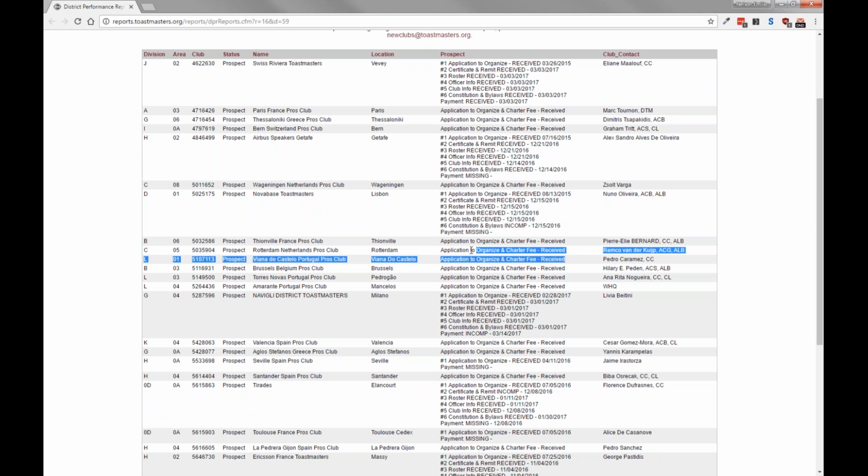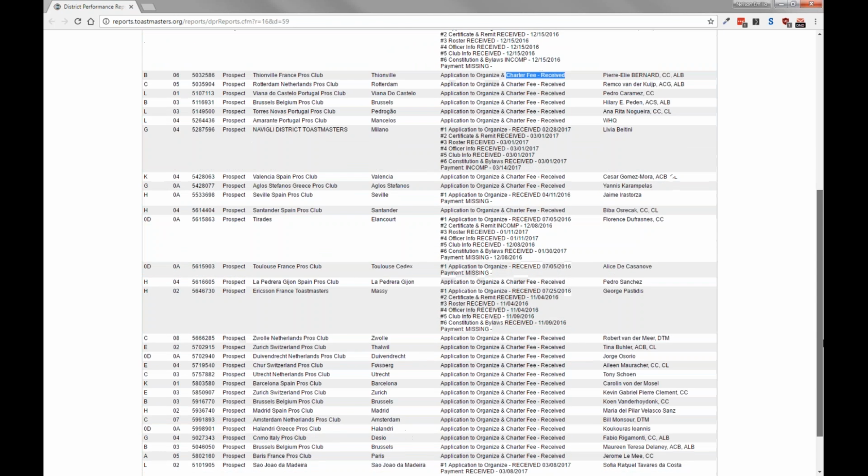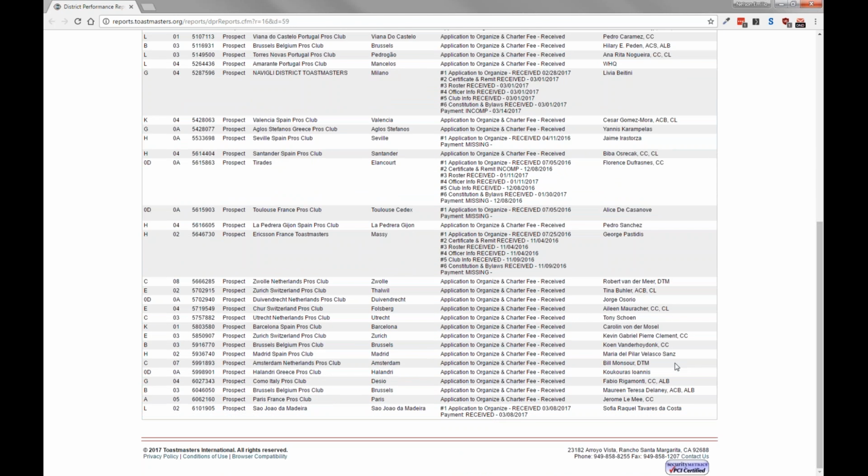As an example, we have here clubs where the application to organize was sent. The payment was received by Toastmasters International, and these are prospect clubs, and they are in the process of gathering the 20 members in order to send out the documentation. So we have a lot of prospective clubs here.